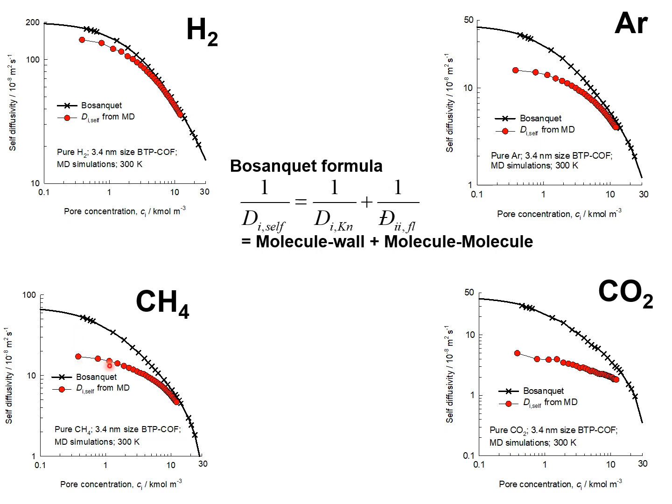The story is identical to that of methane, where the agreement is poorer for low pore concentrations and becomes increasingly good. The Bosanquet formula becomes increasingly accurate as the pore concentration increases to say beyond 10 kilomoles per cubic meter. The accuracy of the Bosanquet formula for CO2 is significantly poorer than for methane because of the much stronger adsorption strength of CO2.